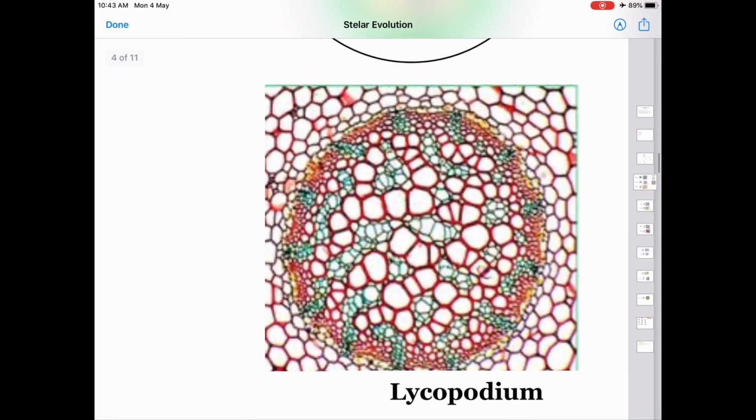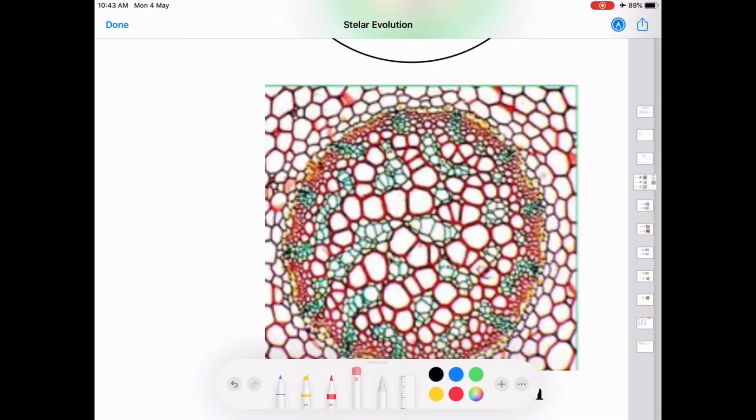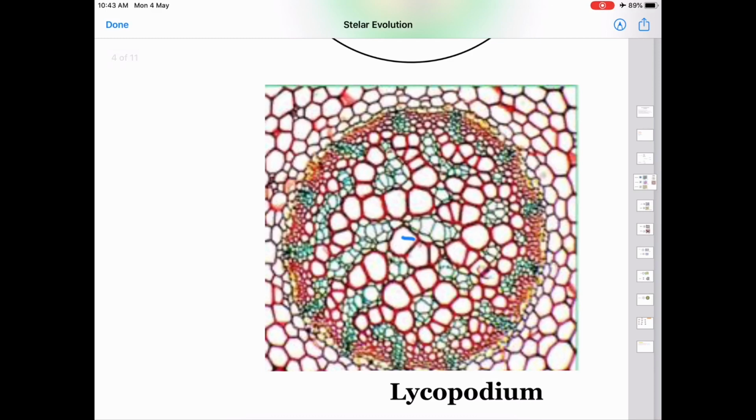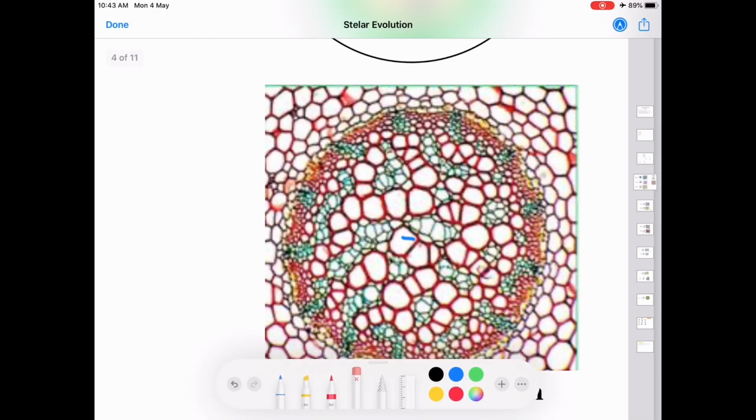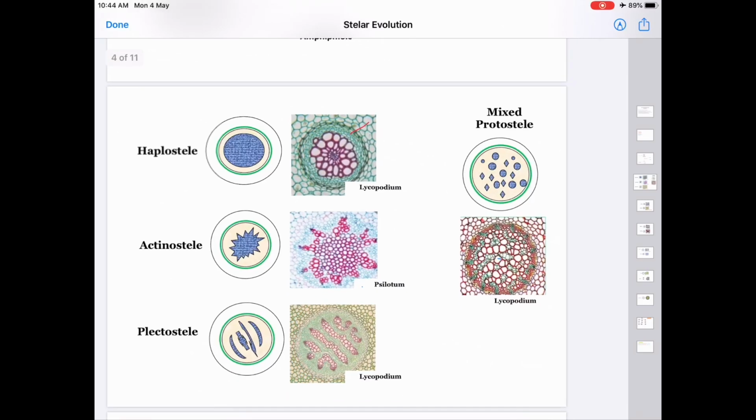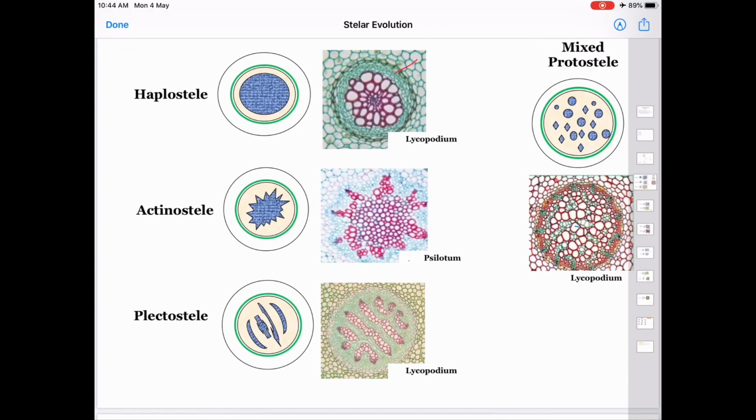See this. These are the small xylem units. This is xylem, small groups of xylem, and the xylem in turn is surrounded by the phloem. This is also seen in Lycopodium. These are the 4 different types of protostele in pteridophytes. They are the haplostele, actinostele, plectostele, and mixed protostele.